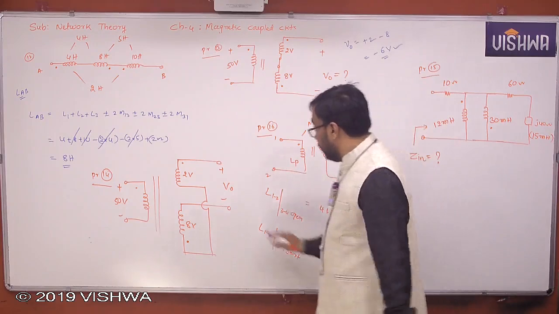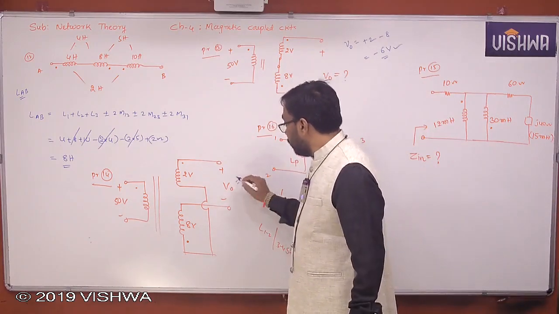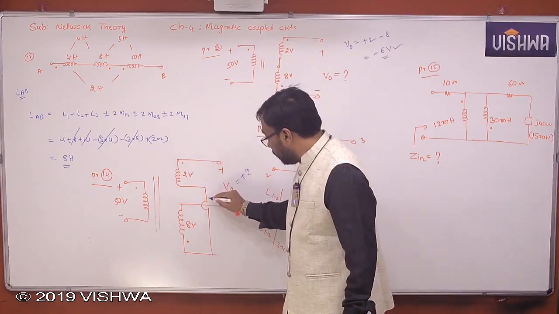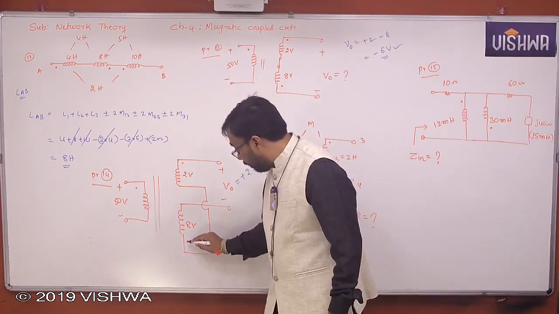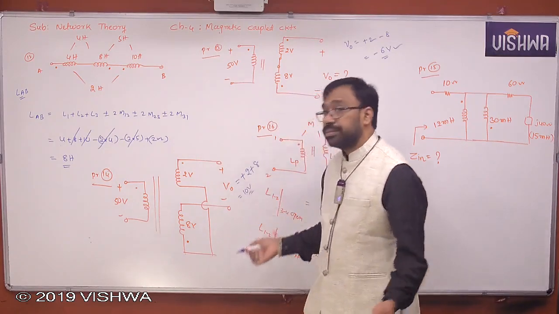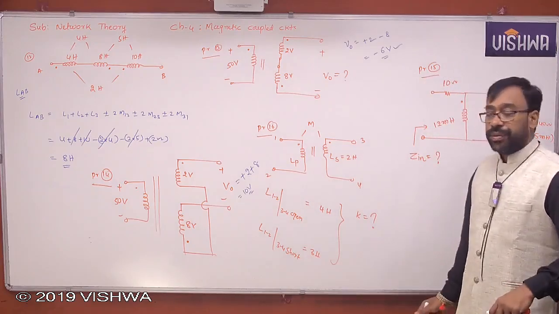Similarly, if you take like this, you're touching the positive sign first, therefore plus 2. You're again touching the positive sign first, therefore plus 8. 10 volts. That's it. You understand, all of you? It's very, very simple.